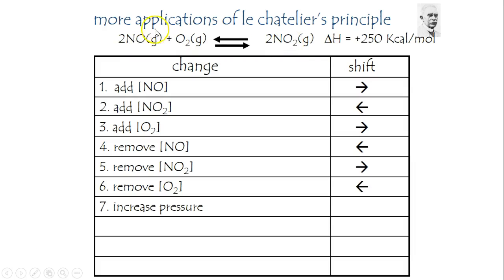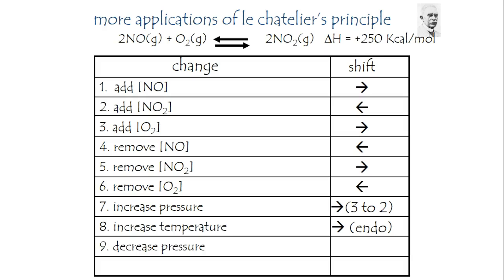Increase the pressure, 3 to 2, yeah, we're good. Increase the temperature, does it need it? It does, it's endothermic, shifts it to the right. Decrease the pressure. Well, if I increase the pressure, it went to the right, so decreasing, to the left. And finally, decrease the temperature. Well, increasing the temperature went to the right, so decreasing, to the left.